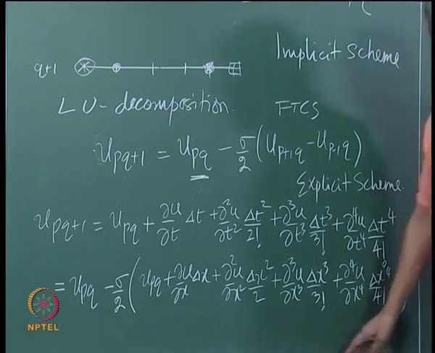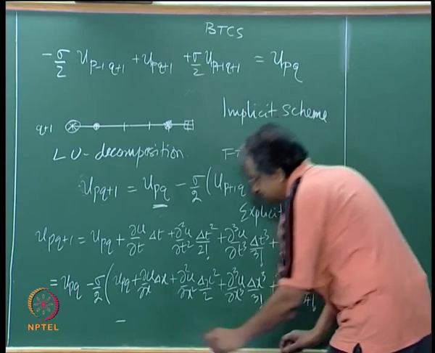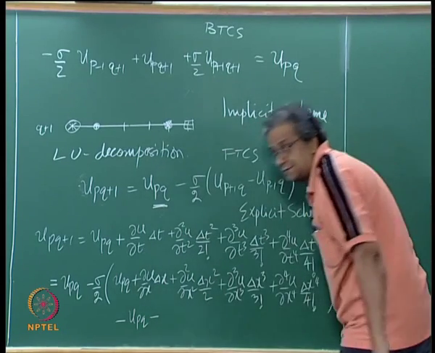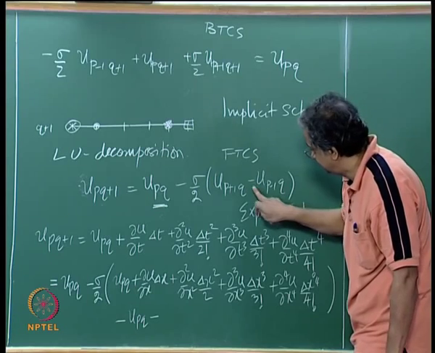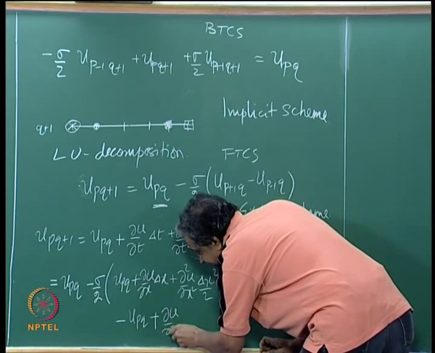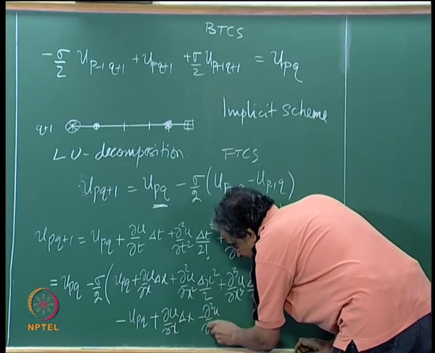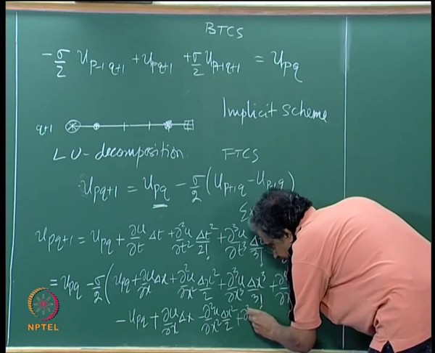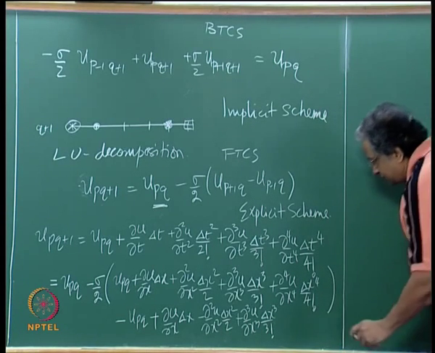Minus, this part is okay, minus UPQ, minus, minus plus, be careful, there is a minus sign here, P minus 1, so it is minus delta X, okay, plus dou U dou X delta X minus dou squared U dou X squared delta X squared by 2 plus dou cubed U dou X cubed delta X cubed by 3 factorial minus the fourth derivative.